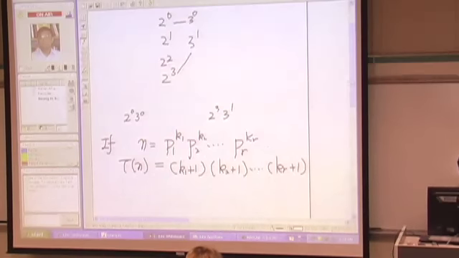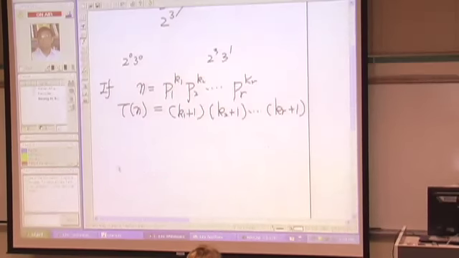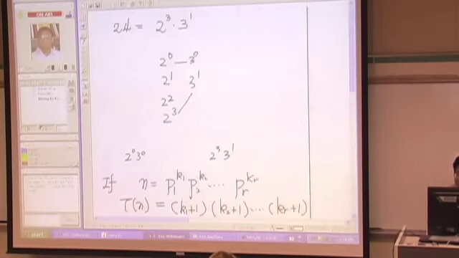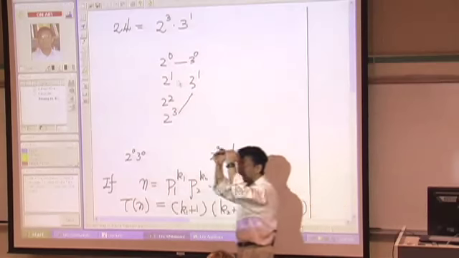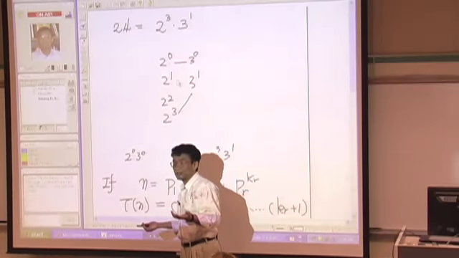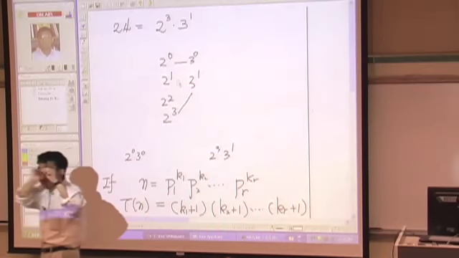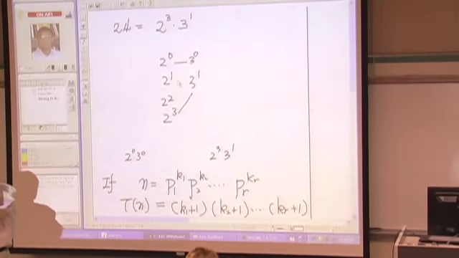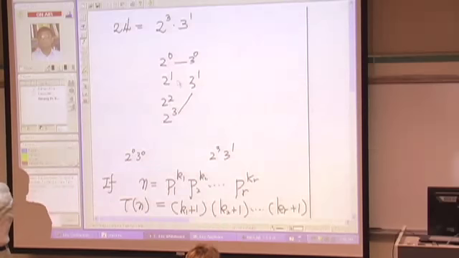Now, if we want to find sigma of n, then we should do these things and then add. But instead of adding after multiplying, we can add in each column and then multiply together for convenience. Do you get it? Instead of multiplying all the way and then adding, we can just add each column and then multiply these things together. This is the idea.